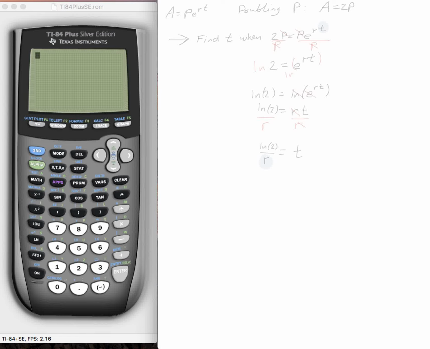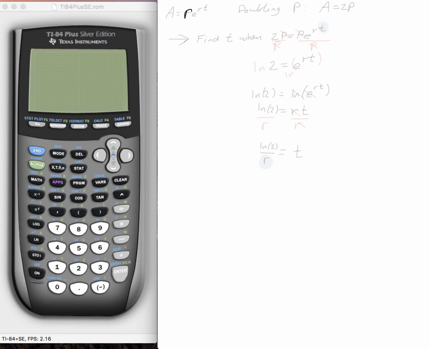Now the next formula that we'll see involves doubling time. That is the amount of time it would take for an investment to double. And there are doubling time formulas for any version of a compound interest formula. But we're just going to look at the continuously compounding interest example.